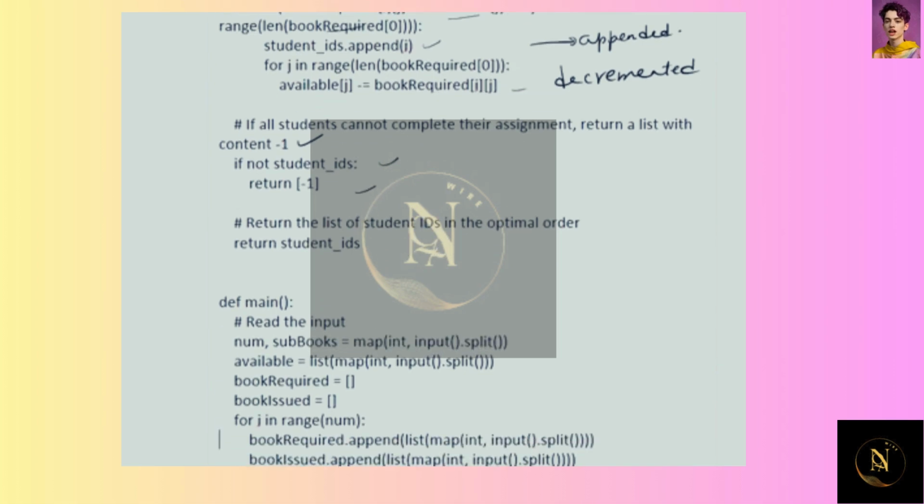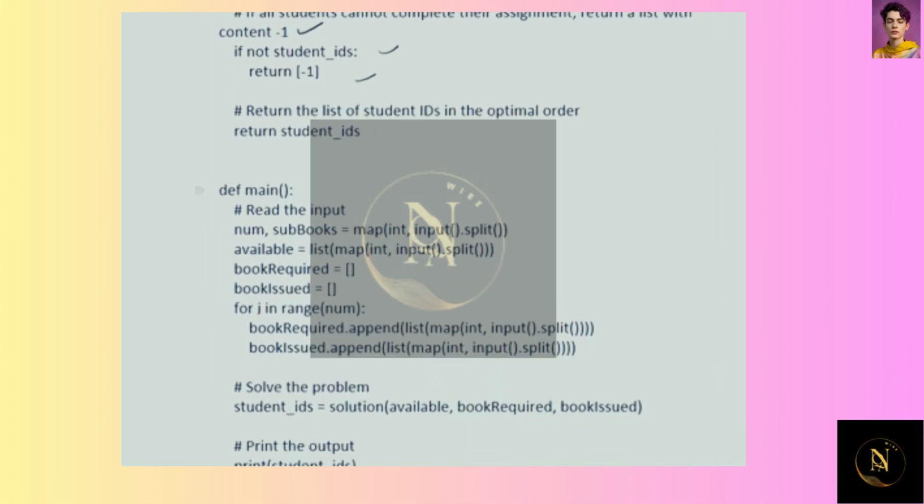So return student_IDs. Now I have written the main function here. Read the input. So here these will be read: num, subject, book, with map int input dot split. So here subject book will be read, and available will be read. Book required is empty and book issued is empty at the starting. So for i in the range, book required dot append this list, and append this list to book issued according to the for loop.